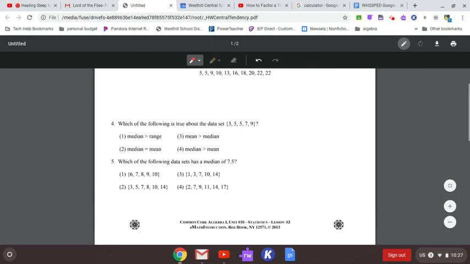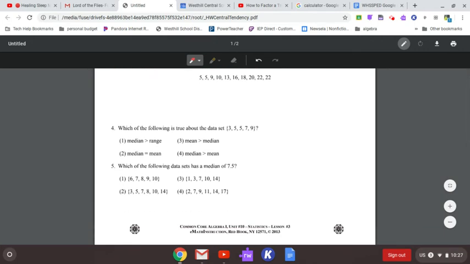If we look at number four, they're looking for a median, range, and mean. The easiest thing would be to find all three, and then look at the answers and see which one works. Is the median greater than the range? Is the median equal to the range? Is the mean greater than the range, or the median greater than the range? So the easiest thing to do is just find your numbers and put the numbers over them. We know our median here would be 5. That's the number in the middle when we cross out. Our range is from 3 to 9, so it's 6.